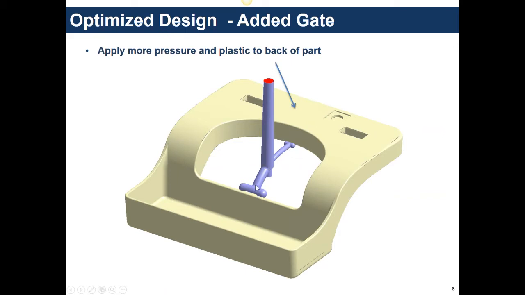Before running the analysis, someone may have suggested, let's increase the gate size. By increasing the gate size, it would take longer for the gate to solidify, of course, but that wouldn't solve the problem that we saw where this section here is solidifying and it loses connection to the injection molding machine. So really, to solve this problem, it would be best to add another gate so that even if you lose the connection here, the gate continues to pack out the back of the part.